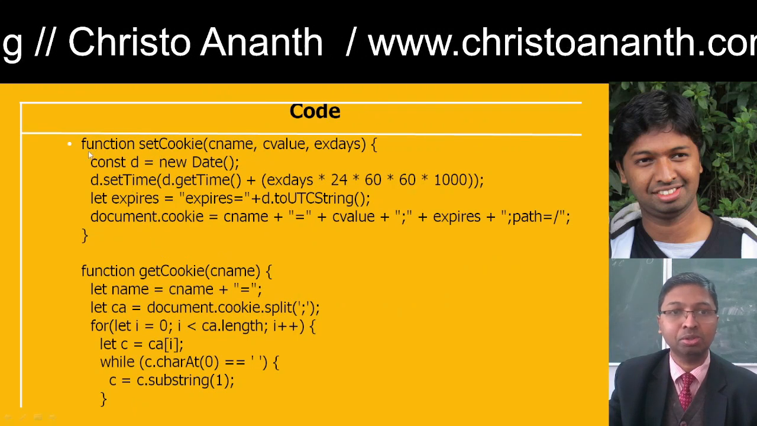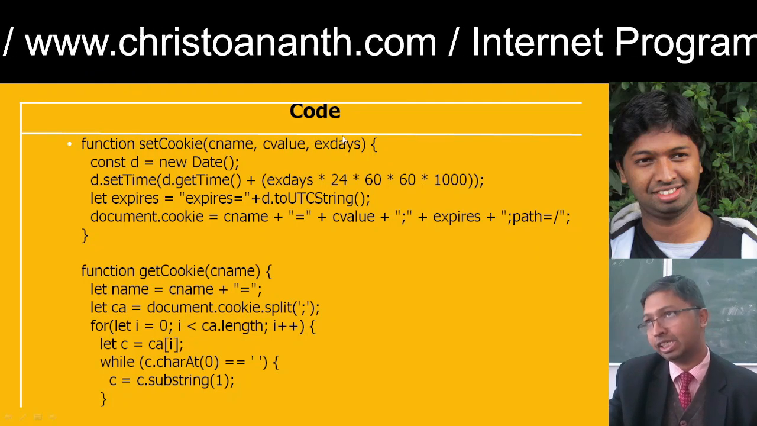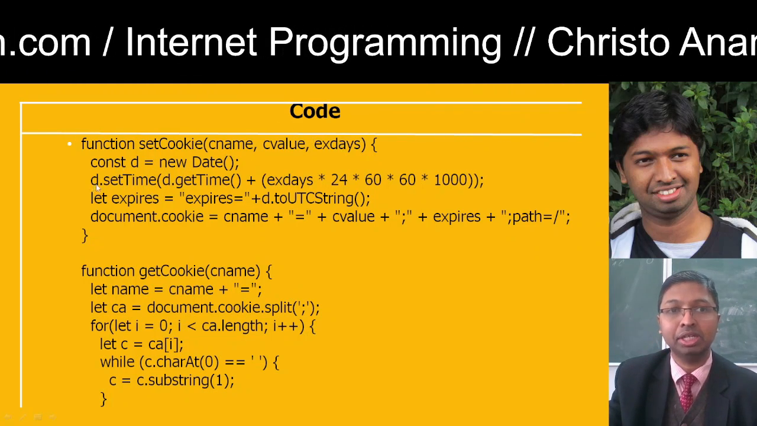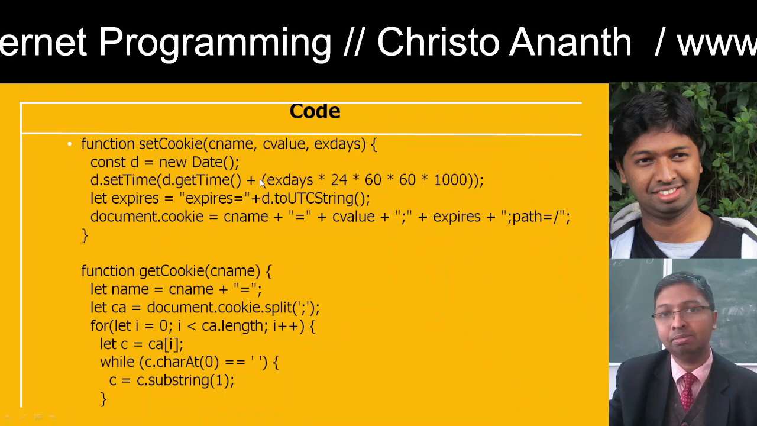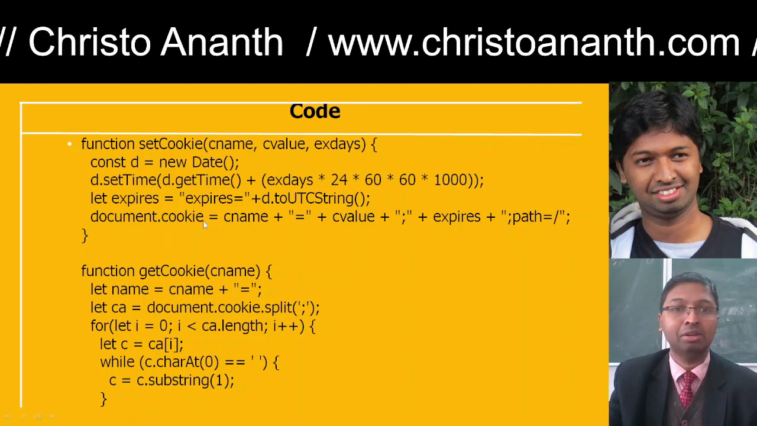So you will have the code. Function setCookie, with the cookie name, value, and expiry days. Const d is equal to new Date. d.setTime(d.getTime() + expiryDays * 24 * 60 * 60 * 1000), so that you will be specifying it.